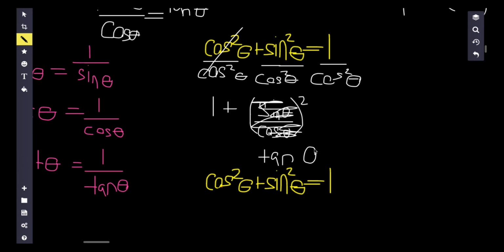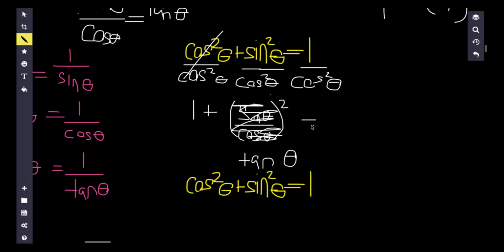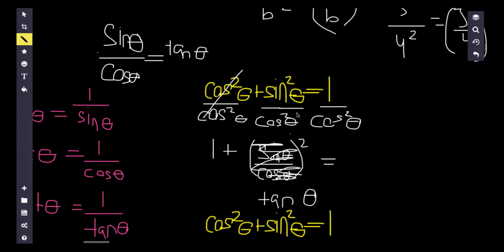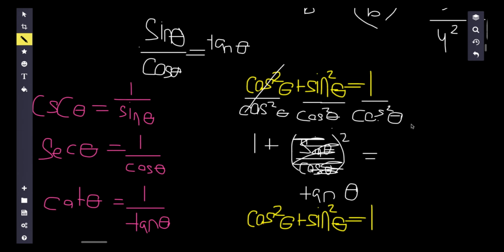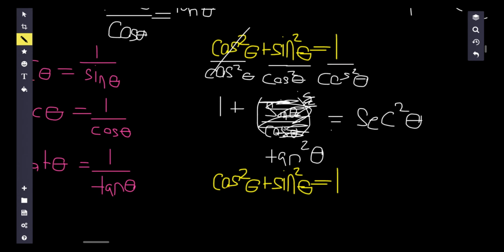So we have tangent squared of theta, and this is going to be equal to 1 over cosine squared. Well, if I know that 1 over cosine is equal to secant, well, 1 over cosine squared is going to be equal to secant squared. So 1 plus tangent squared theta is equal to secant squared theta.